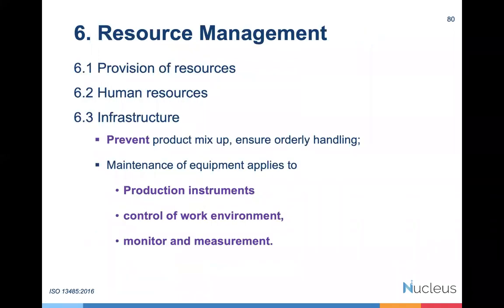Then resource management. The human resource, there is no additional big requirement. Make sure people are competent enough. Consider risk here also. When you are doing training effectiveness, consider risk factor. Then infrastructure and work environment. There are a lot of additional requirements here in 13485. So based on your role, your medical device, and the regulatory requirement, you need to prevent product mix-up. And you have to maintain not only the machineries used in production, you also need to maintain the production instruments, work environment related instruments, machineries like HVAC, your control room systems, right?